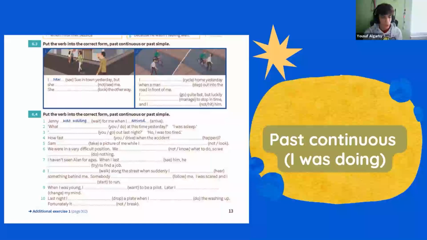Good, good. Okay. When I was young, I blank to be a pilot. Later, I blank my mind. When I was young, I wanted to be a pilot. Later, I changed my mind. Good. And then 10, last night, I dropped a plate when I blank the washing up. So last night, I dropped a plate when I was doing the washing up. Fortunately, it blank, and it says not break. So what would that one be? Fortunately, it didn't break. All right, good.